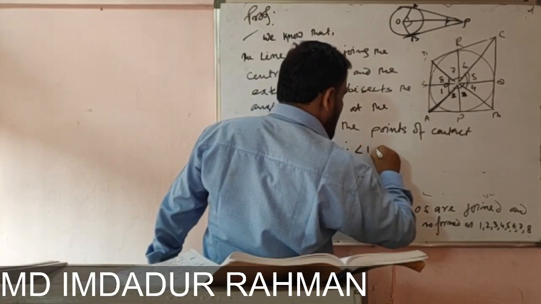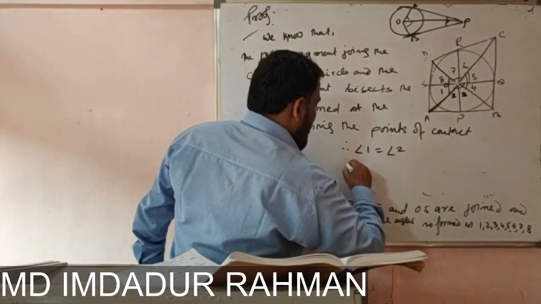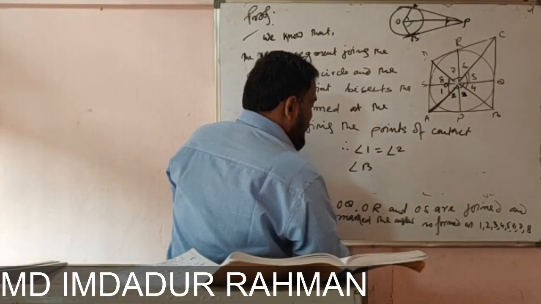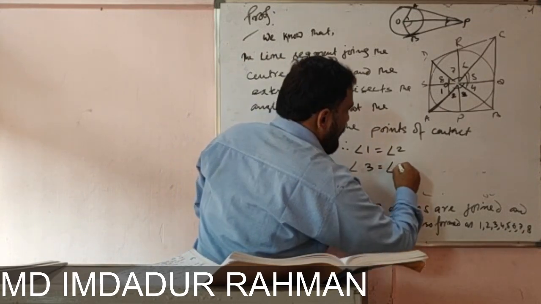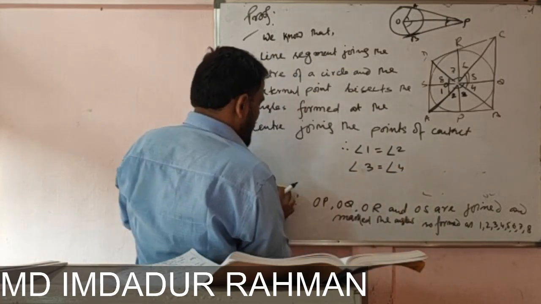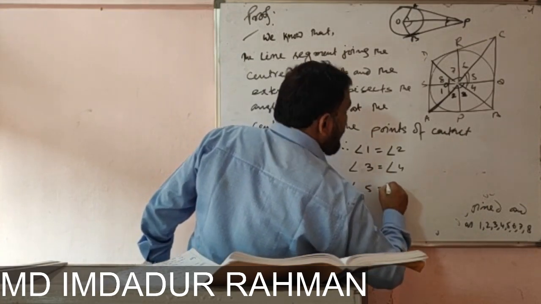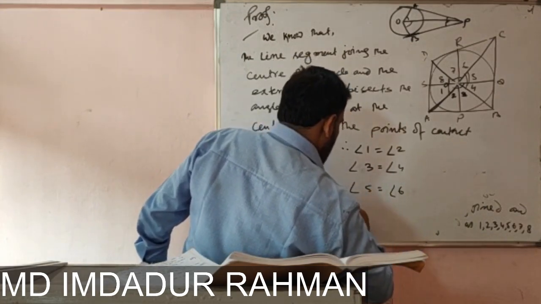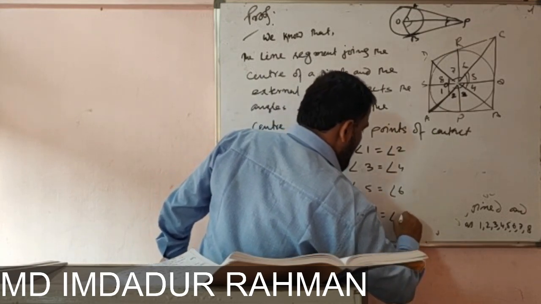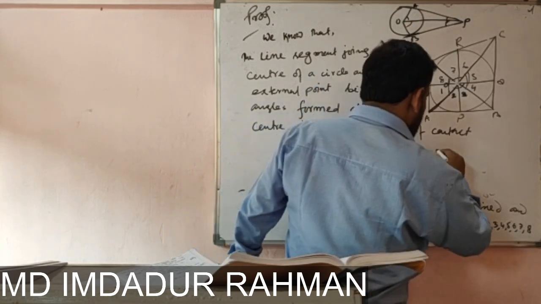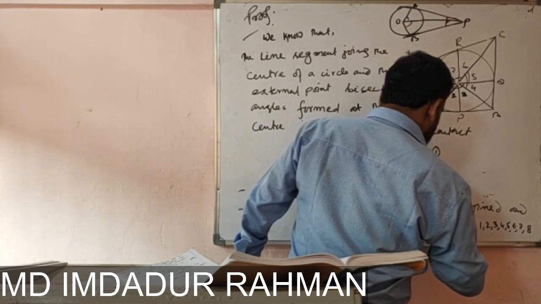therefore angle 1 is equal to angle 2 for external point A, and for B, angle 3 is equal to angle 4, angle 5 is equal to angle 6 and angle 7 is equal to angle 8. This is equation number 1, this is 2, this is 3 and this is 4.